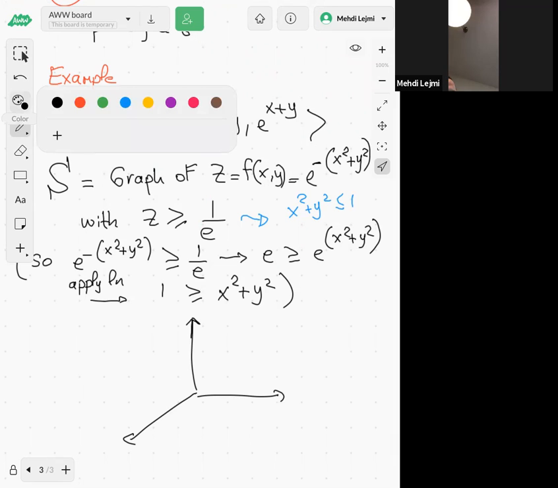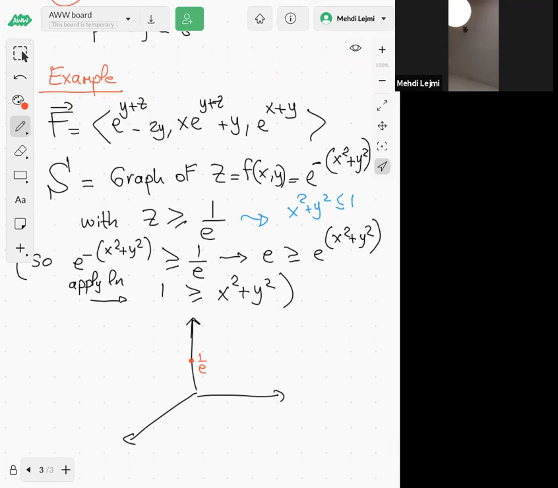So here z is larger than 1 over e. Here, this is 1 over e. Of course, if z is equal to 1 over e, then actually x squared plus y squared is equal to 1. So here we're going to have a circle. This is a circle, x squared plus y squared equals 1.